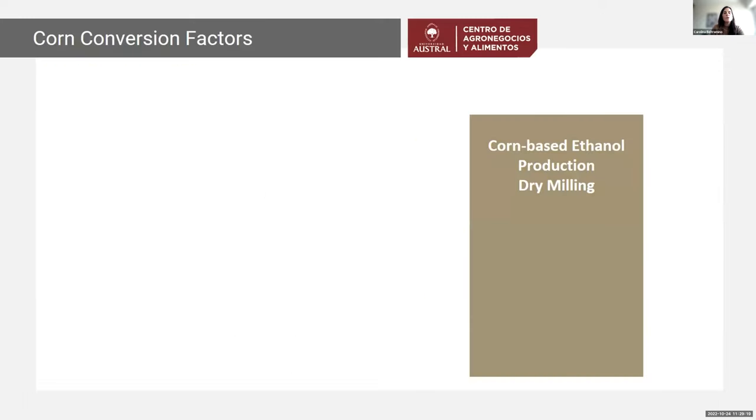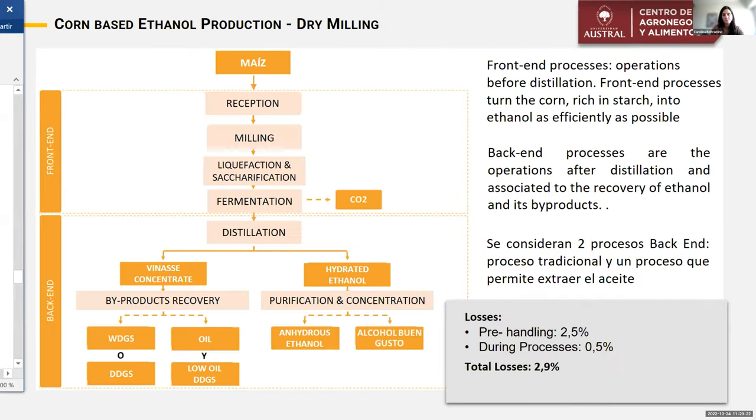Now, finally, we're going to corn-based ethanol production. As we said at the beginning, to get the most representative conversion factors, the following analysis focuses on traditional dry milling for ethanol production, not wet milling. Bioethanol production entails saccharification. There are specific enzymes that transform starch into simple sugars. Sugars are then fermented by yeast and distilled to get ethanol. Dry milling requires kernels that are high in starch.